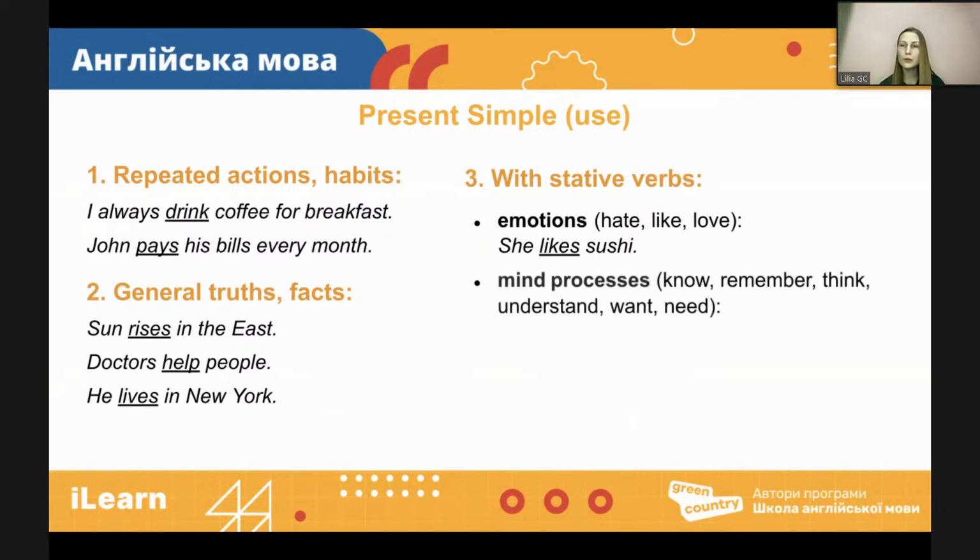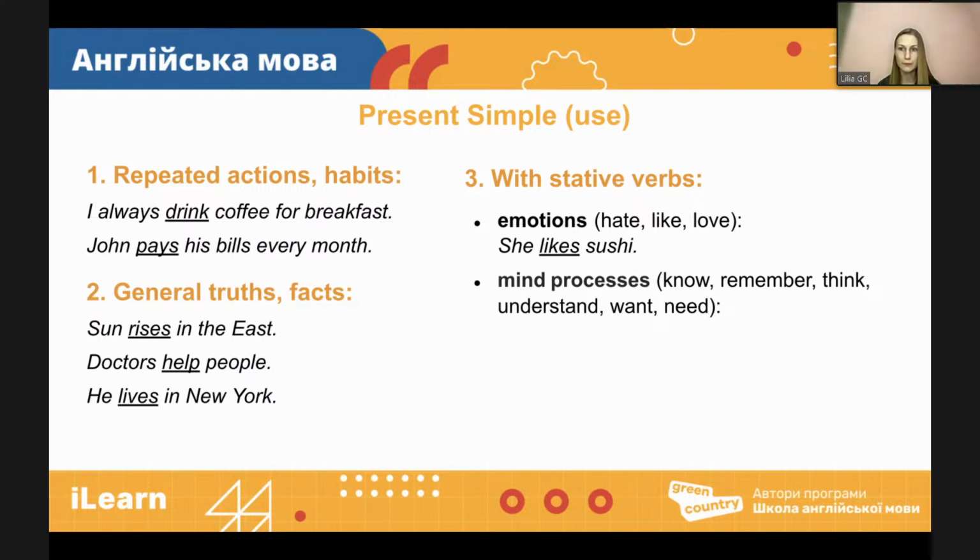Or, for example, different mind processes. So, things that we do with our brain. For example, verbs like know, remember, think, understand. We cannot use them in continuous. So, you cannot say, I'm knowing present simple rules. You know them because it's not only right now, it's always true about your mind, right? And again, oh, I'm remembering it.